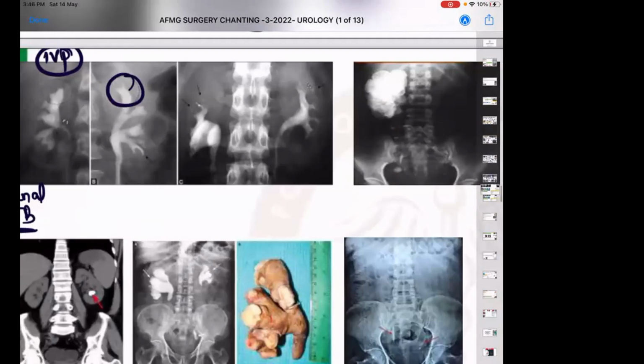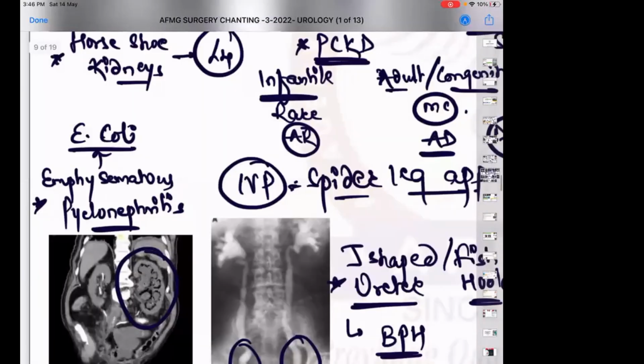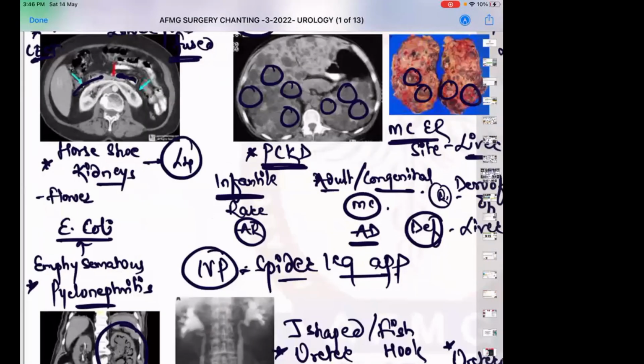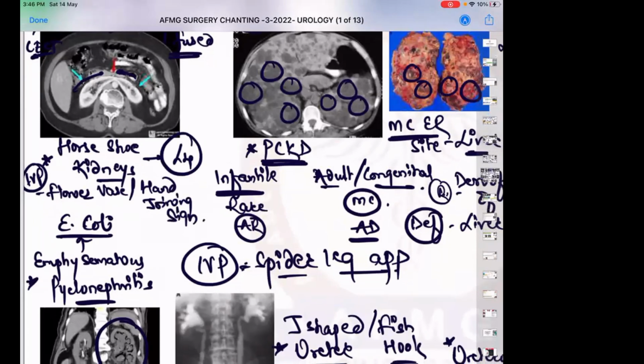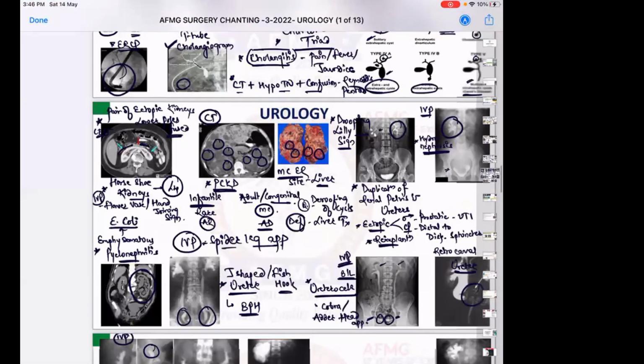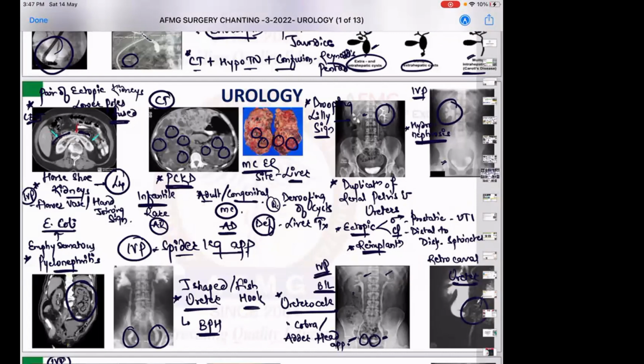Flower vase appearance is usually seen in cases of horseshoe kidney. Okay, so flower vase appearance on IVP. Let me quickly revise all the IVP features once. Flower vase appearance or hand joining sign, both on IVP in horseshoe kidney. So which two signs are seen on IVP in horseshoe kidney? Flower vase appearance, and second is the hand joining sign.